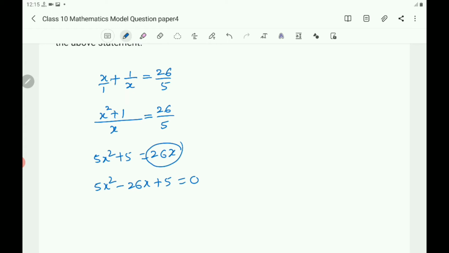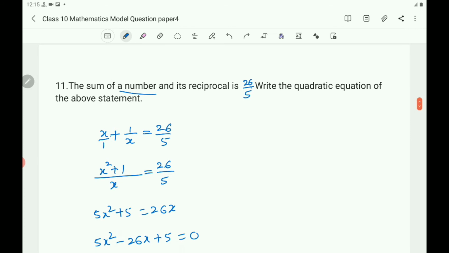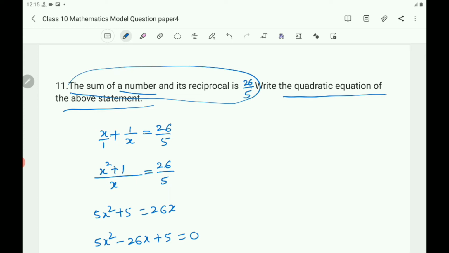26 must be transferred to the LHS, then it becomes minus 26x, and you write this plus 5 together with 5x square minus 26x. Then you will get 5x square minus 26x plus 5 equals 0. That is the quadratic equation of the given statement. What is the statement? Sum of a number and its reciprocal is 26 by 5.